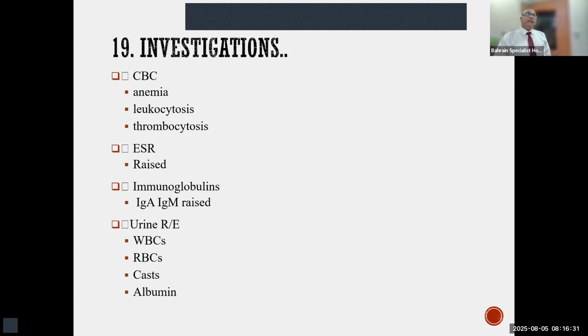What are the basic investigations in this? Actually, the symptoms mostly resolve by themselves, almost most of them. But if the patient has any other complications, we can investigate the child to rule out any blood loss. A CBC is done. It will show anemia or leukocytosis. Thrombocytosis can also happen. Some babies can show an ESR rise. Immunoglobulins IgA and IgM can rise. Urine can show WBCs, RBCs, or casts, and albumin can also be present in mild to moderate cases.